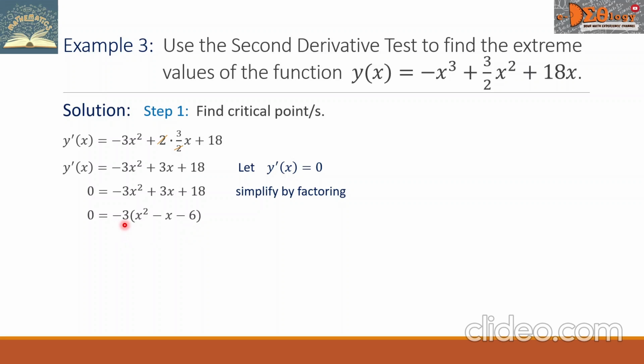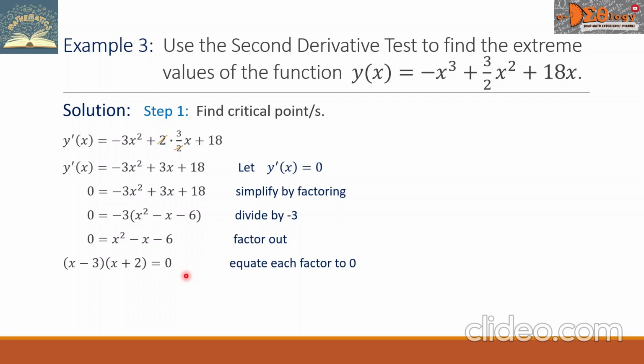We can remove that constant negative 3 by dividing this equation by that same value. When we do that, we can cancel this negative 3 and the left side will just be 0. So x squared minus x minus 6 equals 0. We can factor this out. Factors are x minus 3 times x plus 2 equals 0. We equate each factor now to 0. So we have x minus 3 equals 0 and x plus 2 equals 0.